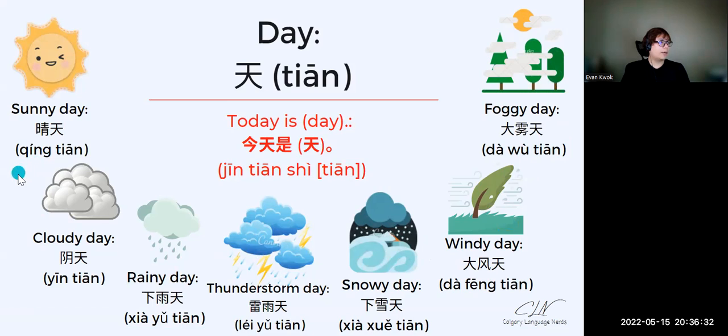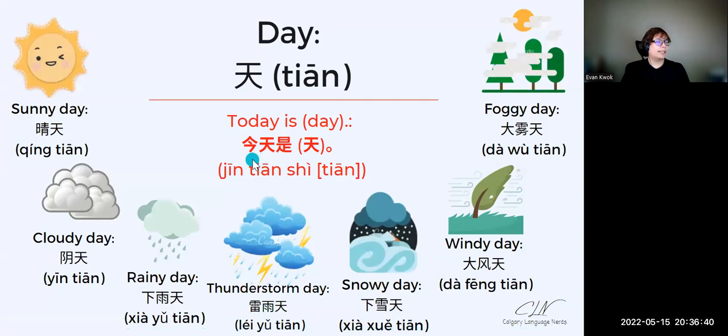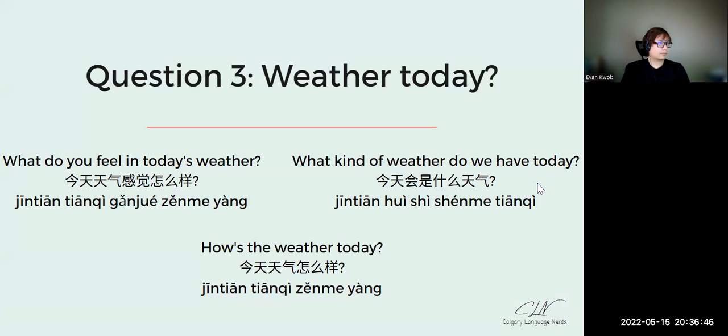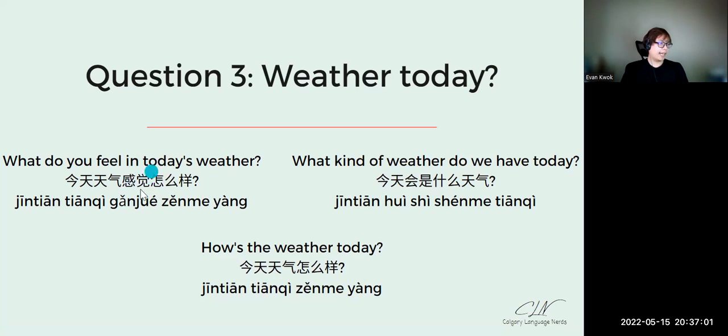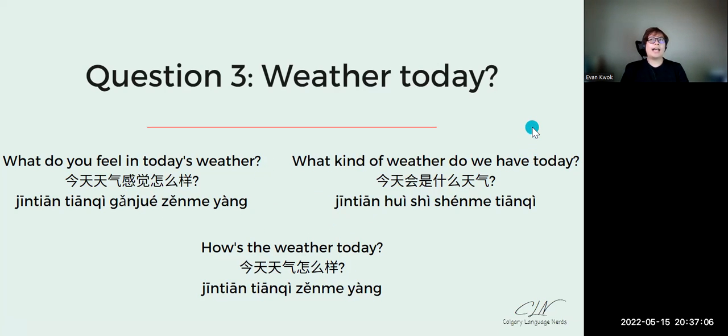So all these could be the response to 今天天气怎么样? Let's say today is cloudy. We'll say 今天是阴天. So these are all three of the questions. 今天天气感觉怎么样？今天会是什么天气？今天天气怎么样？This first one has 感觉 in it. This one doesn't. But all of these are interchangeable for you to ask, how's the weather today? Or if somebody asks you these, you know how to respond.